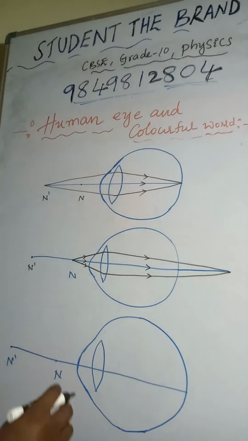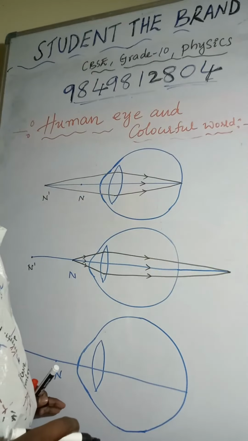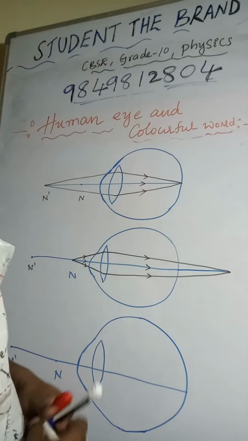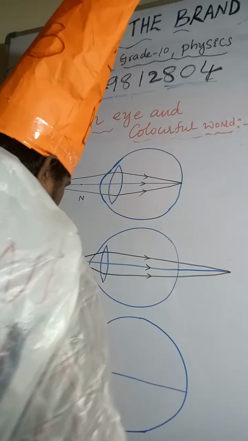Okay. So if the light rays are coming from N dash, those will meet at retina. So by using convex lens. So now the convex lens, check once.